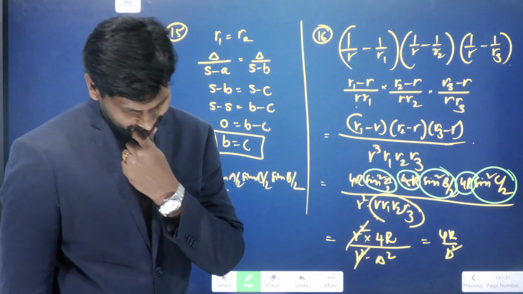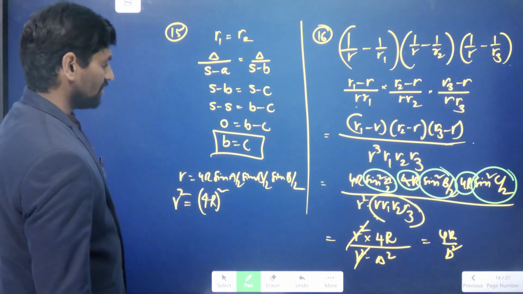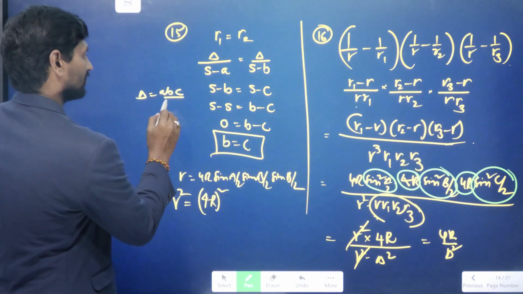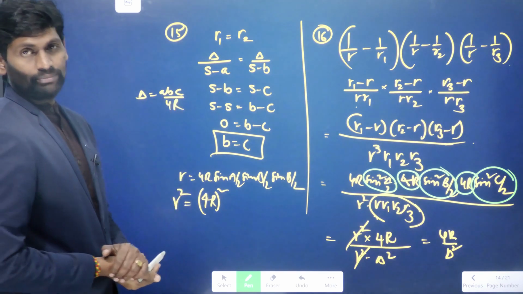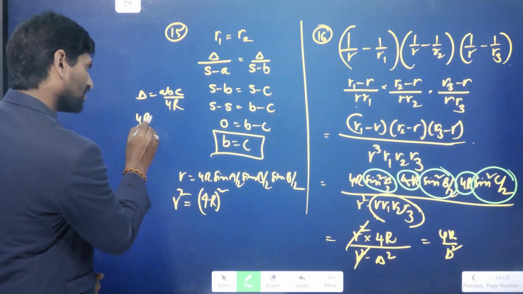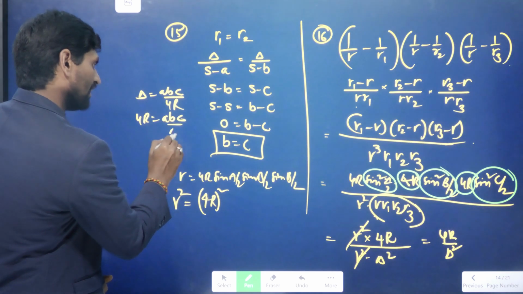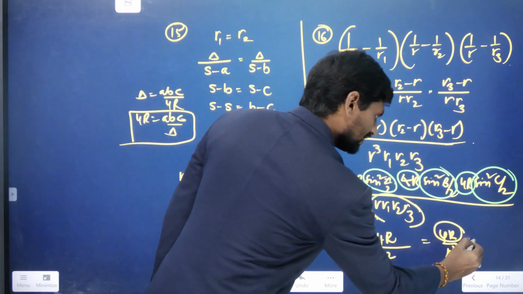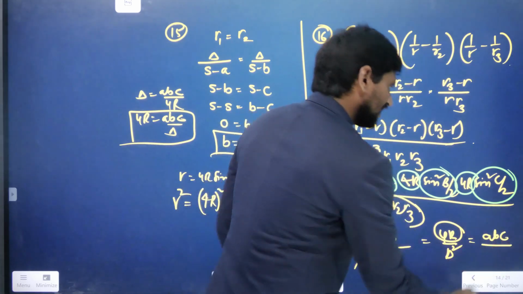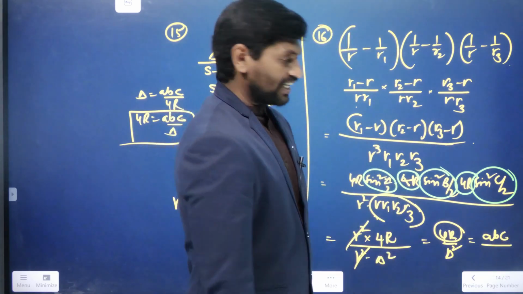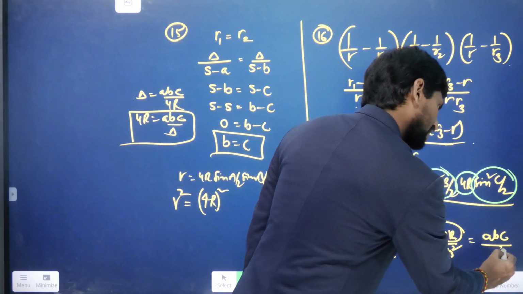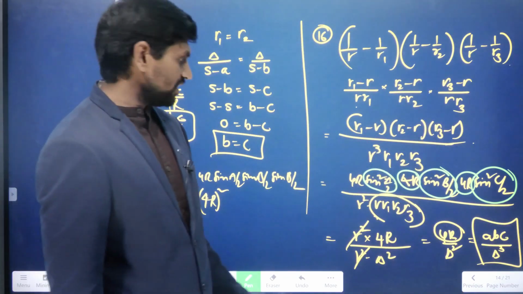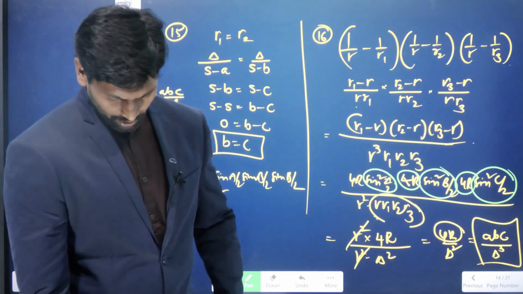Options are given somewhat differently. But we know the formula, delta is equal to ABC by 4R. From this, 4R is equal to ABC by delta. So in the place of 4R, I can write ABC by delta and already denominator delta square. Delta square into delta, delta cube. This is our required answer, ABC by delta cube. Okay? Let us go to the next problem.